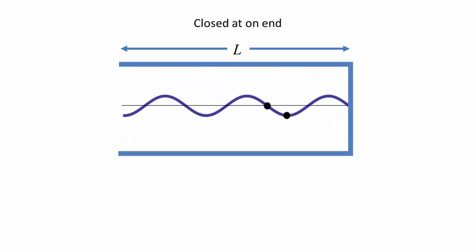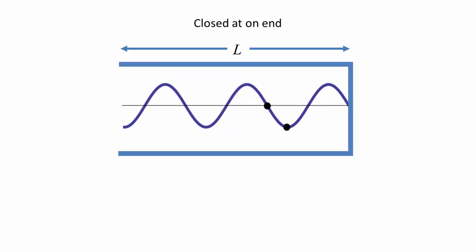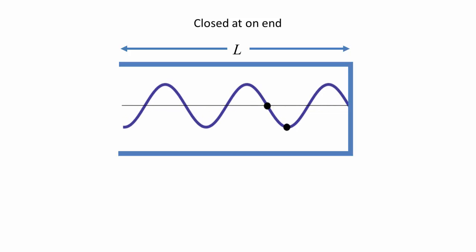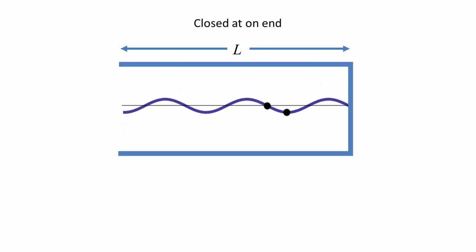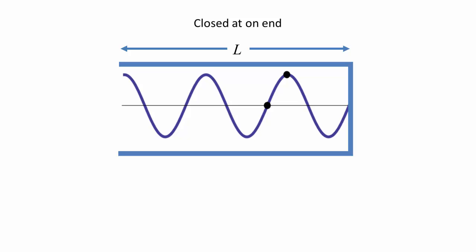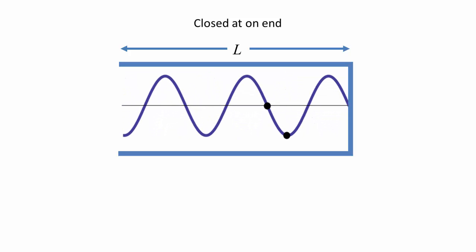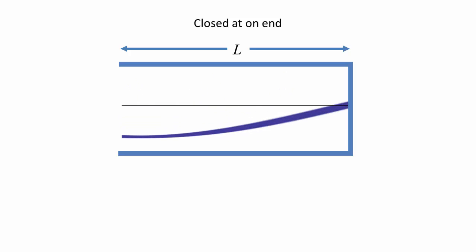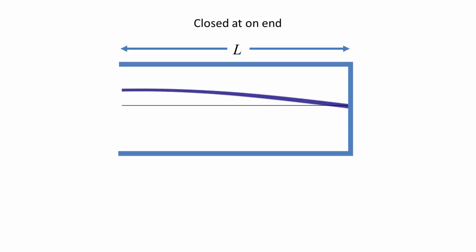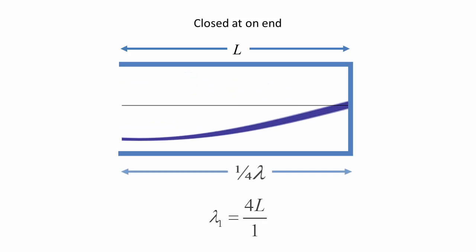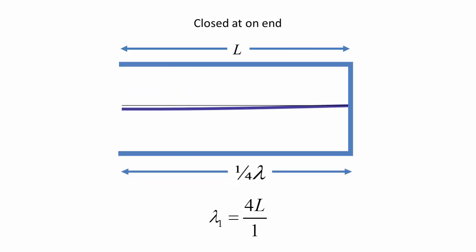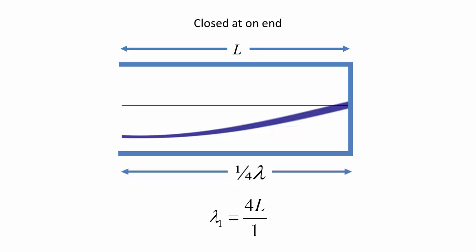In some wind instruments, such as the clarinet, the instrument is open at one end and closed at the other. The standing wave set up in such a case has a displacement antinode at the open end and a displacement node at the closed end, as shown in the animation on the screen. For a standing wave with an antinode at the open end and a node at the closed end, the first harmonic of the standing wave occurs at 1/4 of the wavelength as shown in the animation. So the wavelength is 4 times the length of the tube.